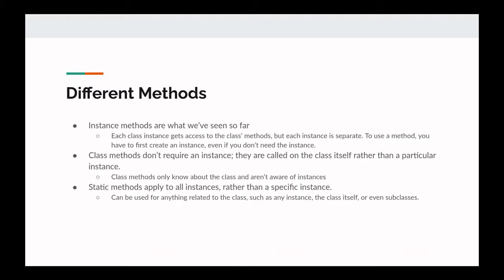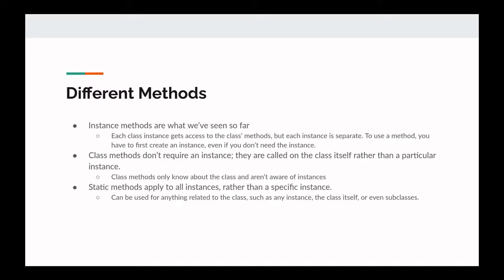To use a method, you have to create an instance. Even if you're not going to do anything further with the instance, you just want the access to the method, you still have to create that instance. So a class method doesn't require an instance. They are methods that are called on the class itself rather than a particular instance of that class. The class methods don't know about instances at all. And so even if you try to use them with an instance, you're going to get an error. It only works with a general call to the class.